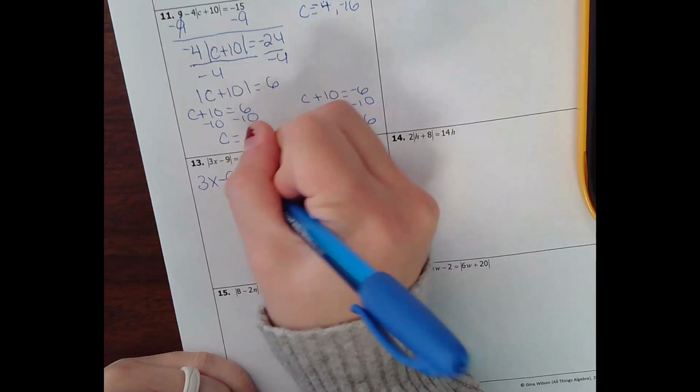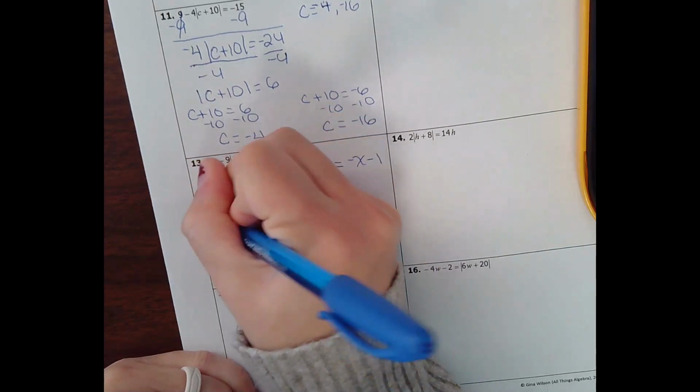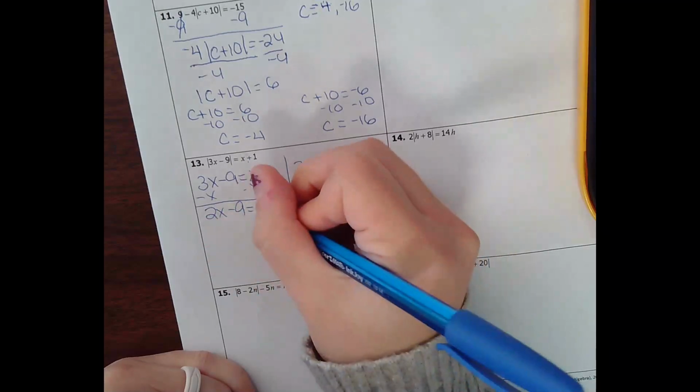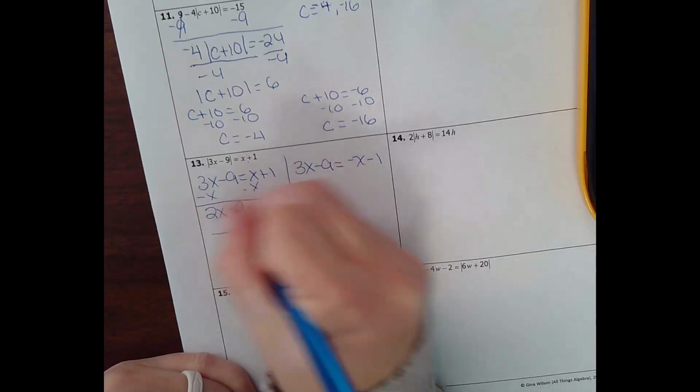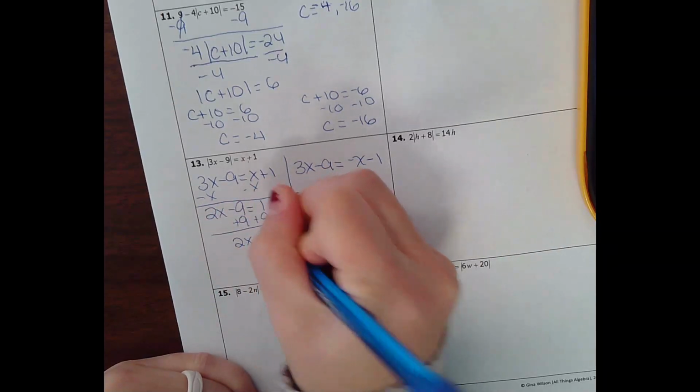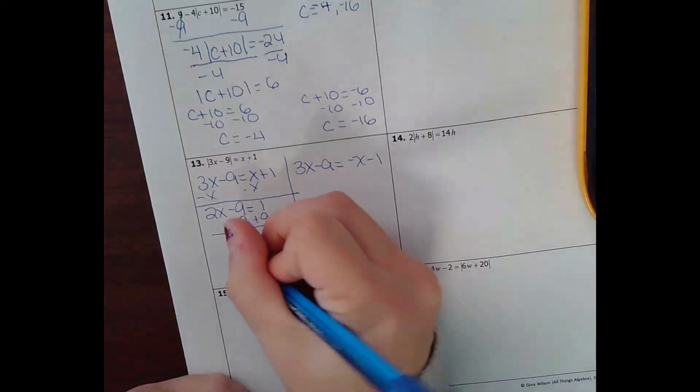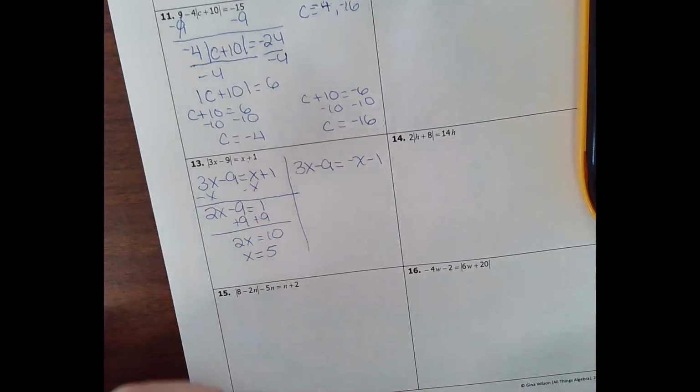So I always like to move my x's first. So I have 2x minus 9 equals 1. Add 9. I get 2x equals 10. So x must be 5.